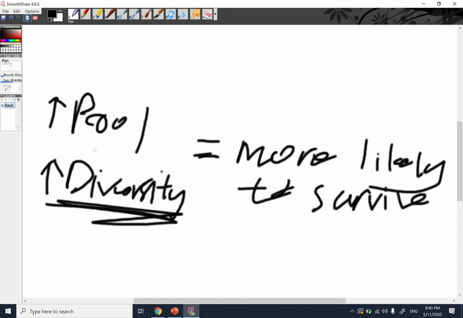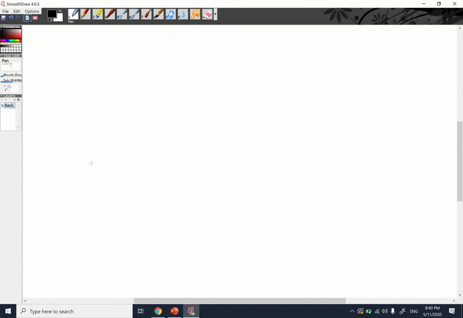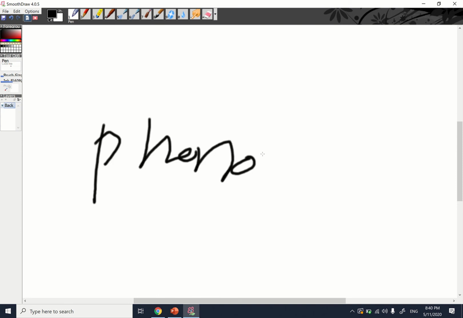And what this means is the most common phenotype, so the most common physical feature out of a whole population, is likely the most suitable for the environment. And why is that? Well, this is again just logical.